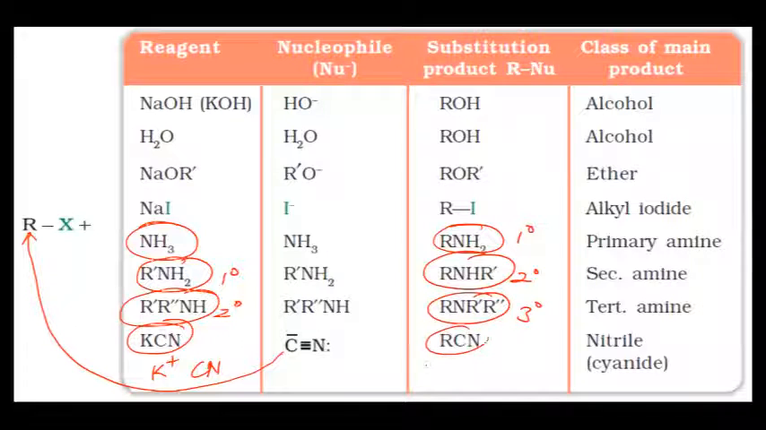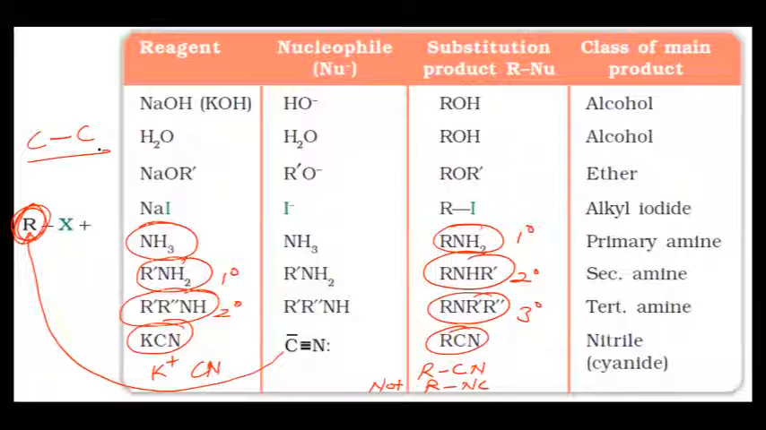So that's why RCN will be formed, not RNC, even though this nitrogen also has extra electrons. It could have got attached to this alkyl group. But the reason it is not getting attached is that carbon in this case has more affinity for another carbon. Carbon-carbon affinity is greater than carbon-nitrogen.